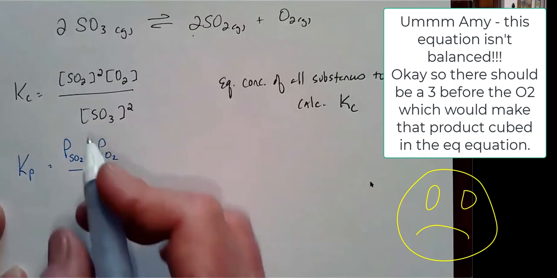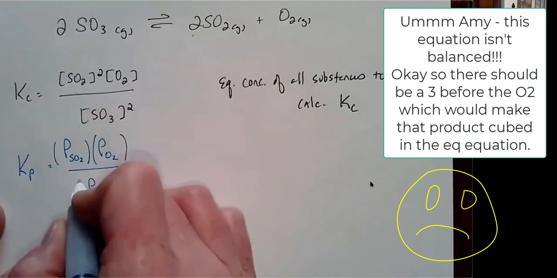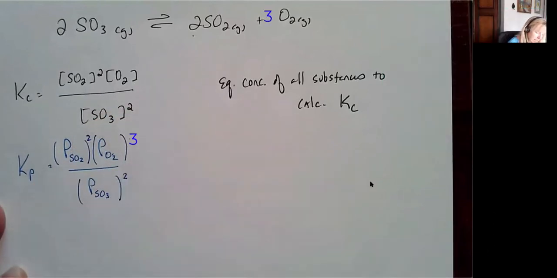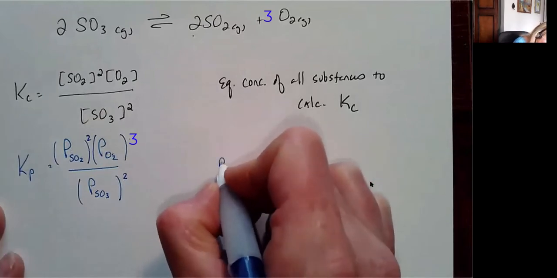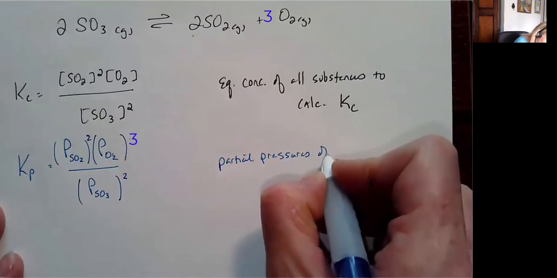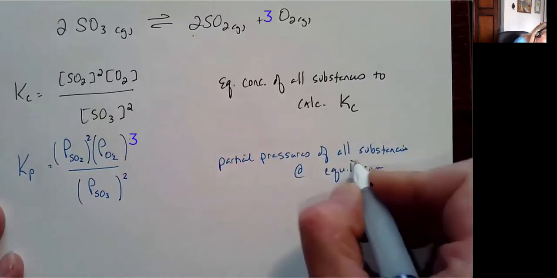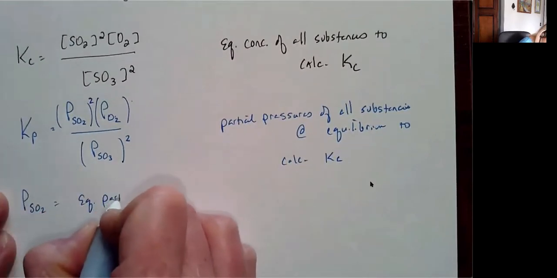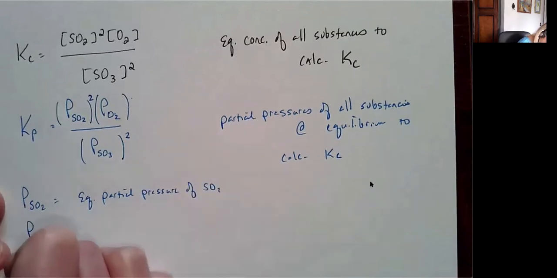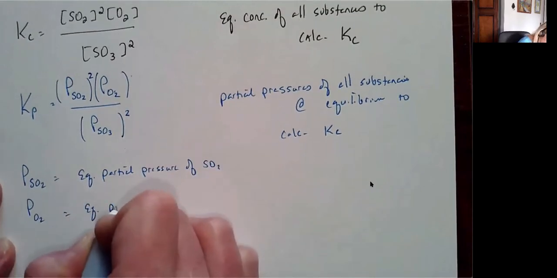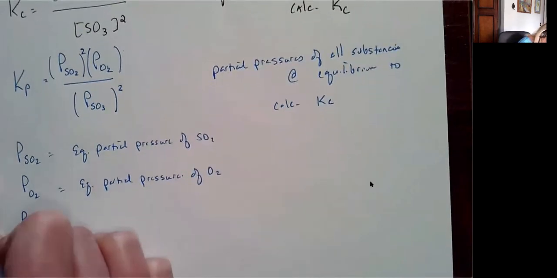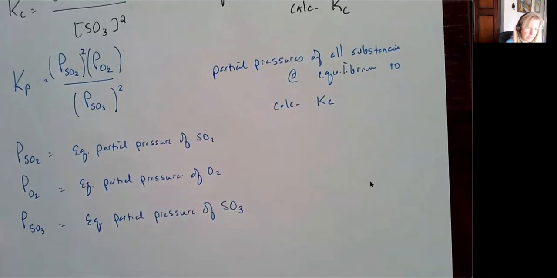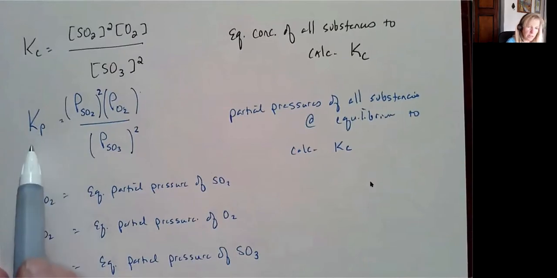And now I still need to take into account my coefficients. So this would be squared. This is to the 1, and then this is squared. And so these would be my partial pressures, not my concentrations, of all substances at equilibrium to calculate K. So PSO2 would be my equilibrium partial pressure of SO2. PO2 would be my equilibrium partial pressure of O2, and my PSO3 would be my equilibrium partial pressure of SO3. And so if I knew these equilibrium partial pressures, I could plug them in here and solve for Kp.